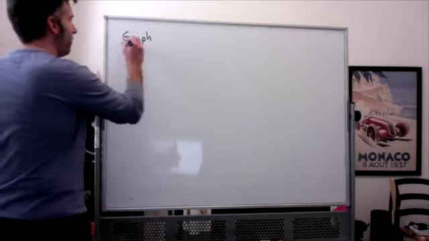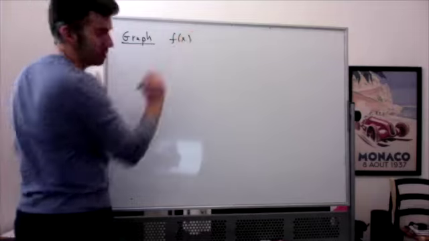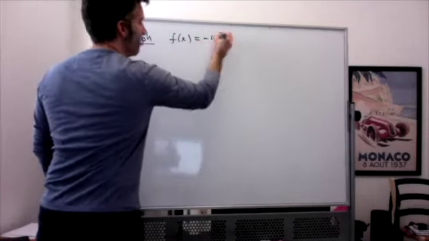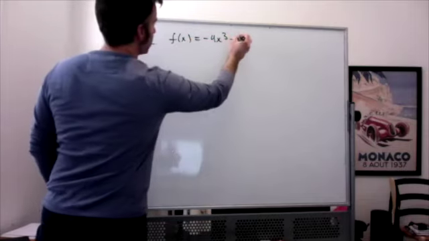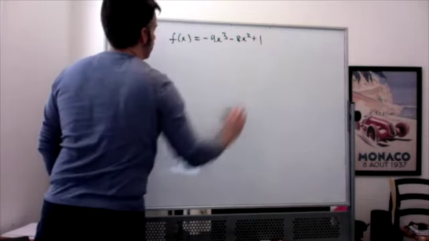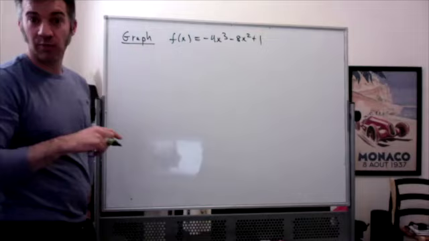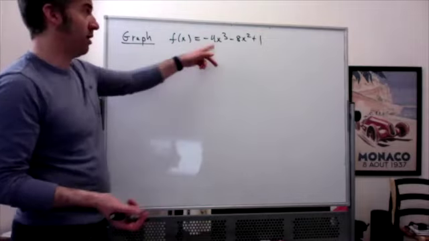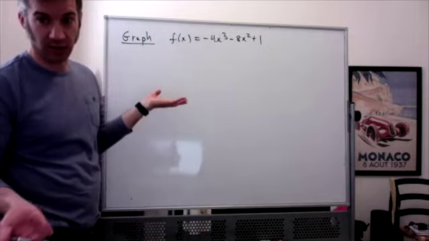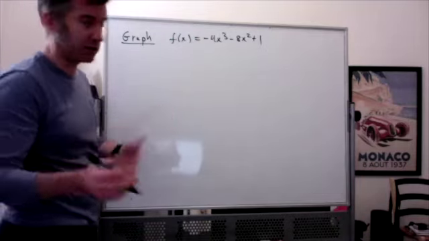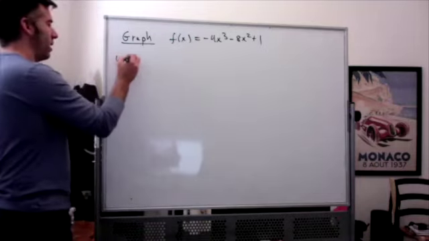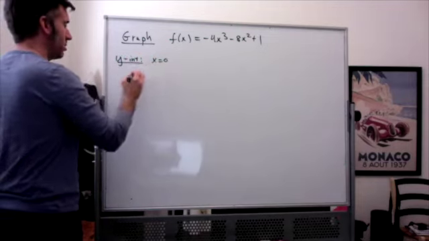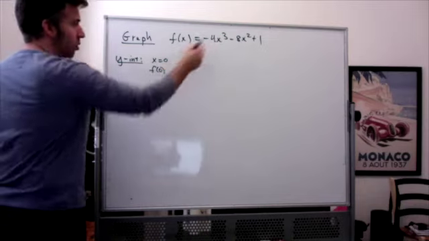So let's graph f of x equal to negative 4x cubed minus 8x squared plus 1. The nice thing about this polynomial is we know there's no asymptotes. Polynomials, where you have just positive powers of x added or subtracted together, have no vertical, no horizontal asymptotes. So the y-intercept is going to be, let's see, when x is 0, f of 0 is 1.